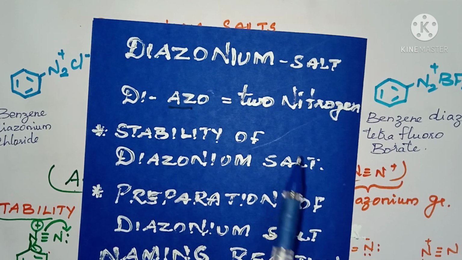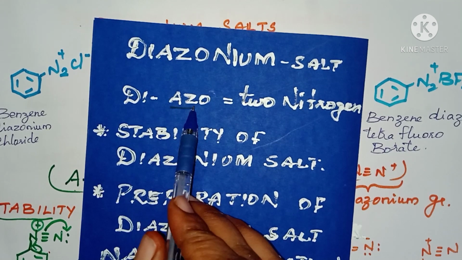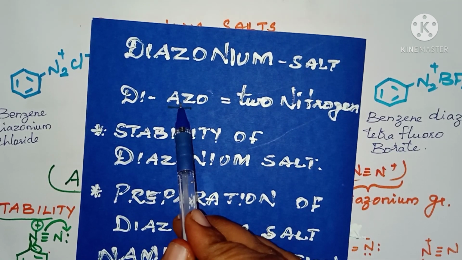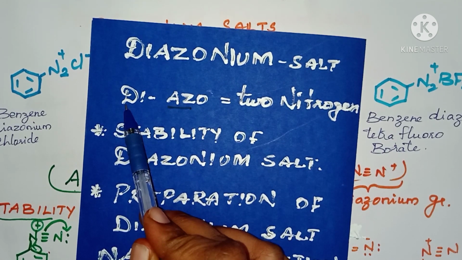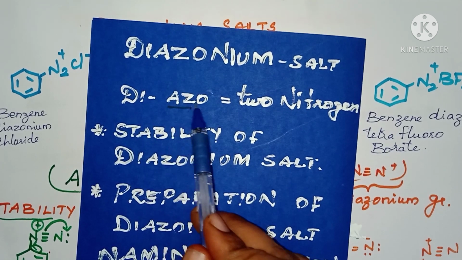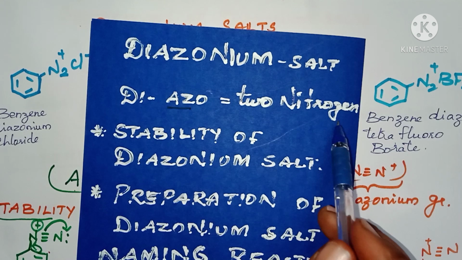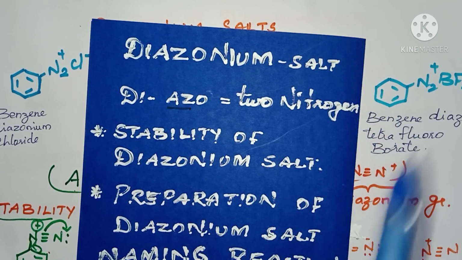Let us go to the chapter. Diazonium salt. Diazo means it's a nitrogen compound. Nitrogen group will be available. So di means two, azo means a nitrogen compound is available. So two nitrogen atoms present in that is diazonium salt.